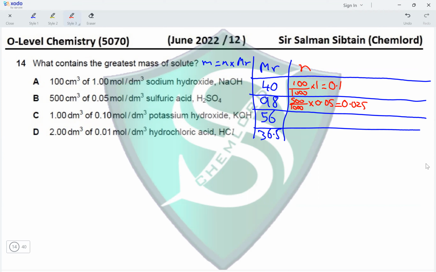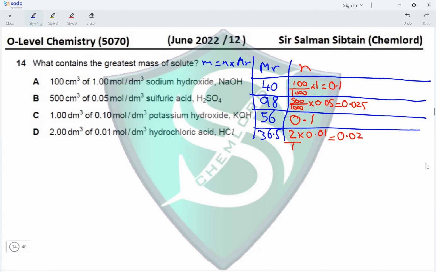Next, now they have given volumes in dm cube. So instead of using 1000 cm cube, now we are going to use 1 dm cube. So 0.1 moles in 1 dm cube. How many moles in 1 dm cube? Answer remains 0.1. And for the last one, 0.01 moles in 1 dm cube. How many in 2 dm cube? So this becomes 2 into 0.01 upon 1. And this gives us a value of 0.02 moles.